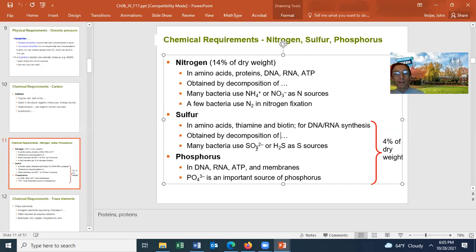Phosphorus is required in DNA and RNA and ATP, as well as all membranes. Remember, phosphorus is in a phospholipid, and that's the main molecule in a membrane. So phosphate, shown here, is an important source of phosphorus.